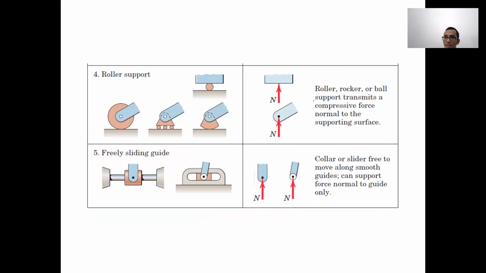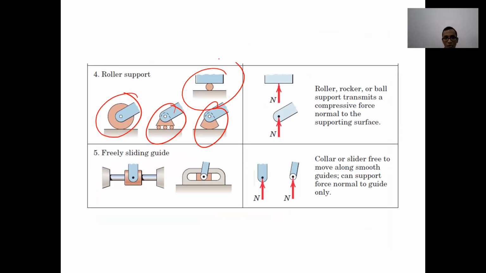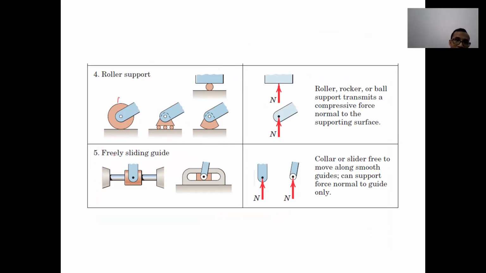Okay, now this is what Aurelia asked just now. When we talk about roller support, the roller support can be in the shape of this, or this. Those three shapes, we normally consider that as a roller support. When we talk about roller support, okay, roller support can withstand movement in the vertical direction. It can withstand the movement in the vertical direction.